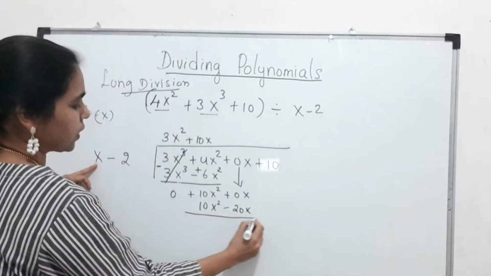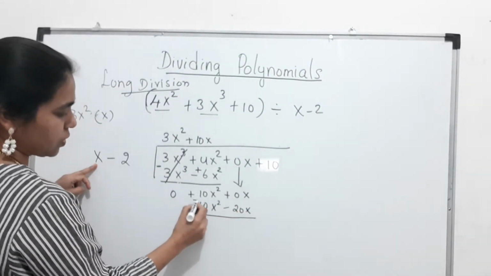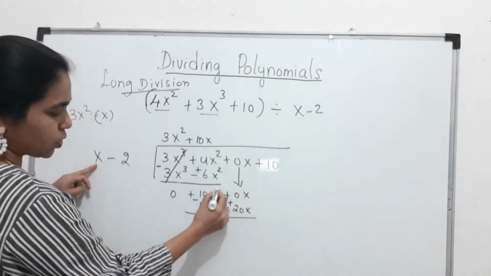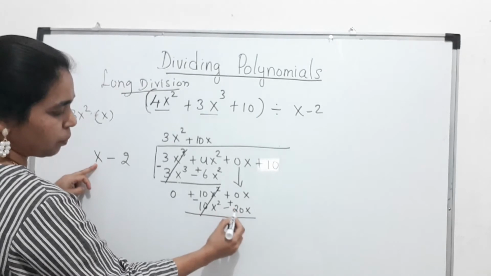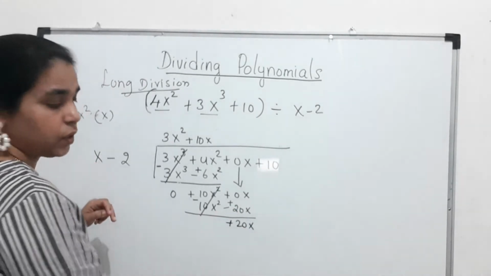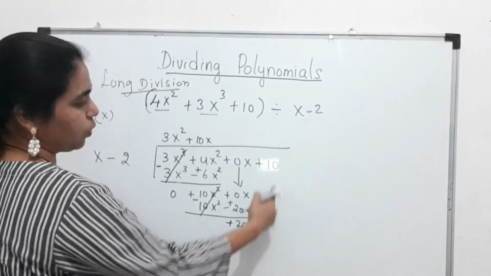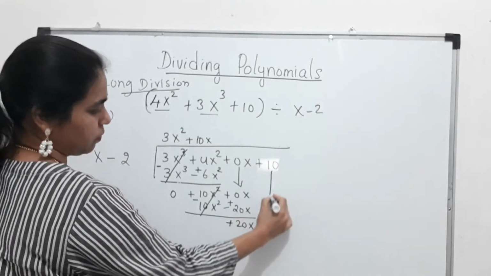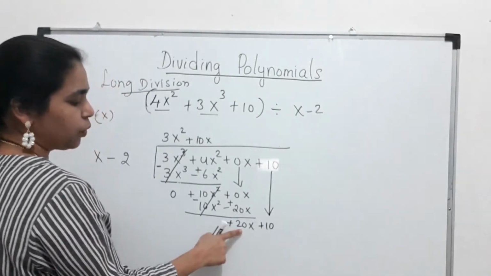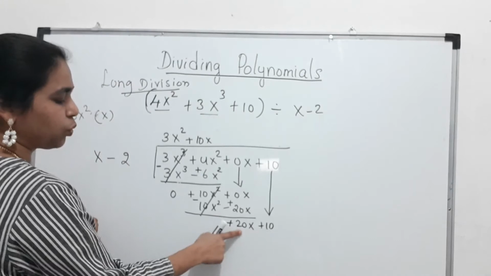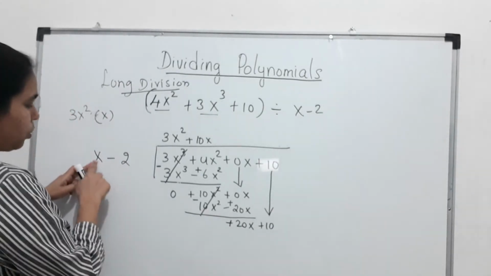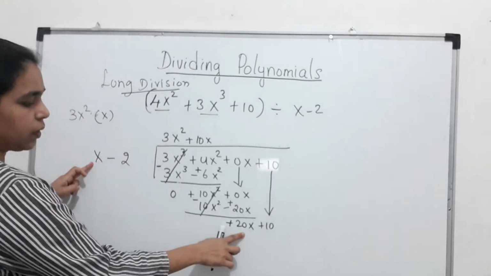Again, same as before, you have to subtract. The signs will change. So this minus will become plus, and so this will be cancelled. And 0 plus 20 will be plus 20x. So plus 20x, and now you have to drag down the next term. So this is plus 10. Now you have to remove this term. To make this 0, what must be multiplied with x? So x times 20 will be 20x.